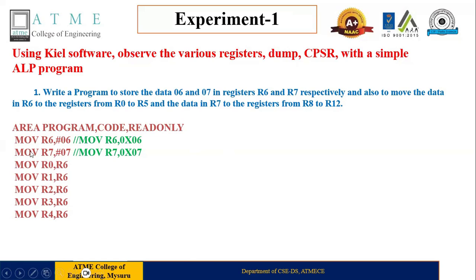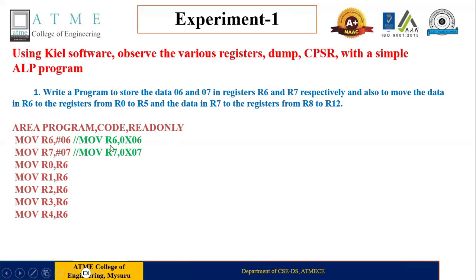Here the first instruction you can see is MOV R6, #06. The hash indicates the immediate addressing mode. Here 6 is the decimal number that will be moved to R6. Similarly, MOV R7, #07. The 07 value, which is a decimal number, will be moved to R7. You can visualize these results in the output register block, which will be shown later.